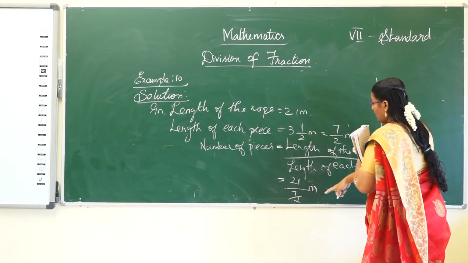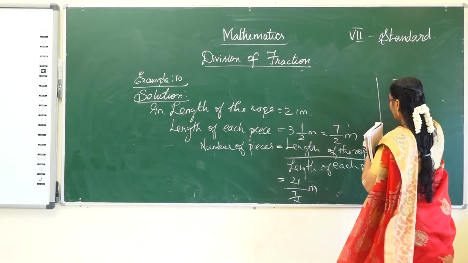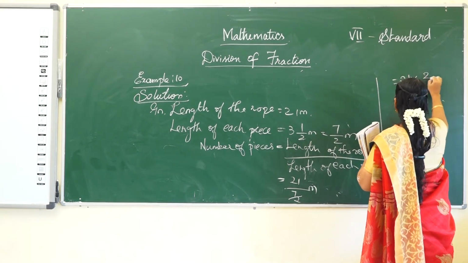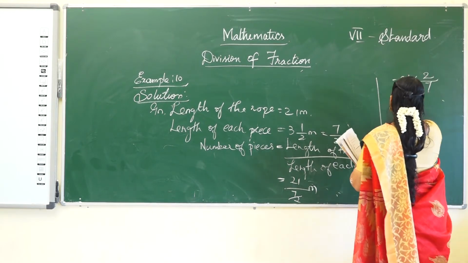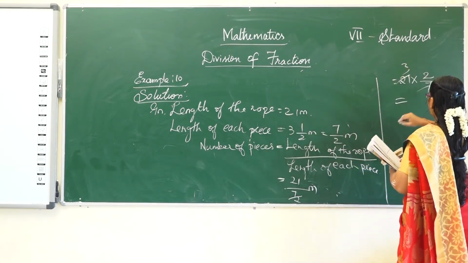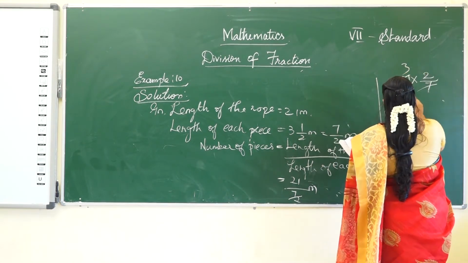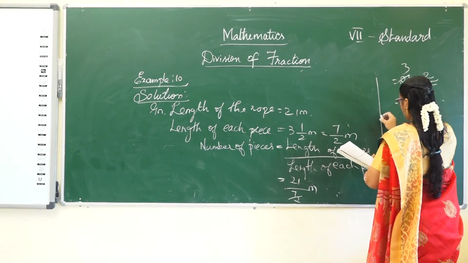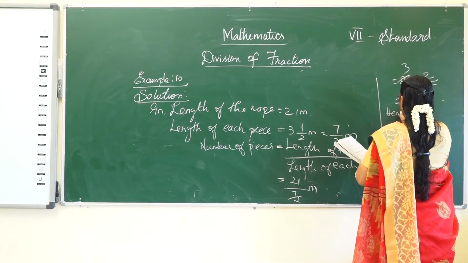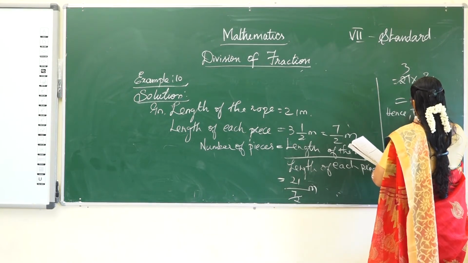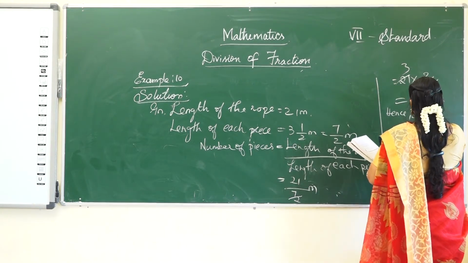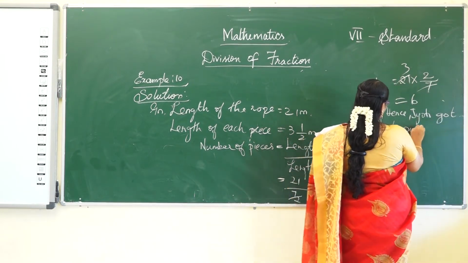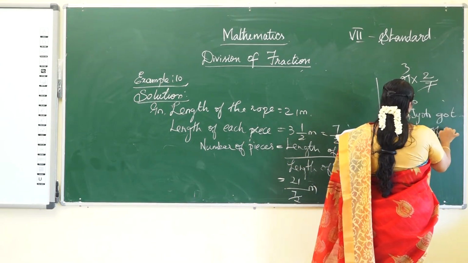So a whole number divided by a fraction: we multiply the whole number by the reciprocal of that fraction. What is the reciprocal? 2/7. It cancels in the 7 table, 7 threes are 21, so we get 6. The answer is 6. Hence, Jyoti got 6 pieces of rope.